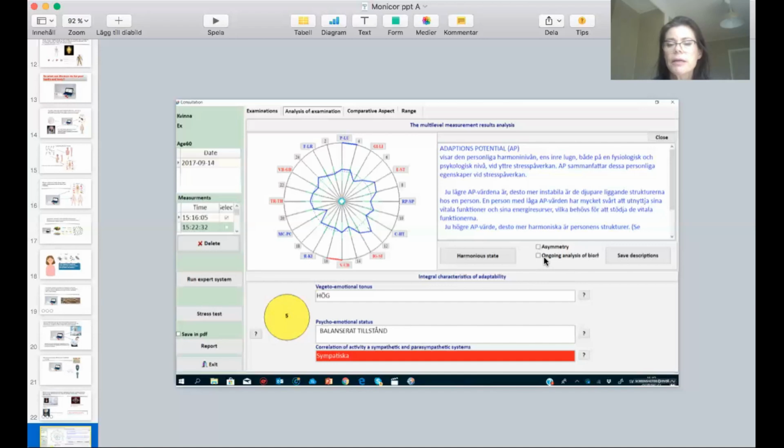If you press here, you will get your biorhythms. You will see in a chart, in wave forms, when your different biorhythms, that is your physical state, your intellectual, your emotional, your intuitional, your mental, when you are peaking or when you are at a low.